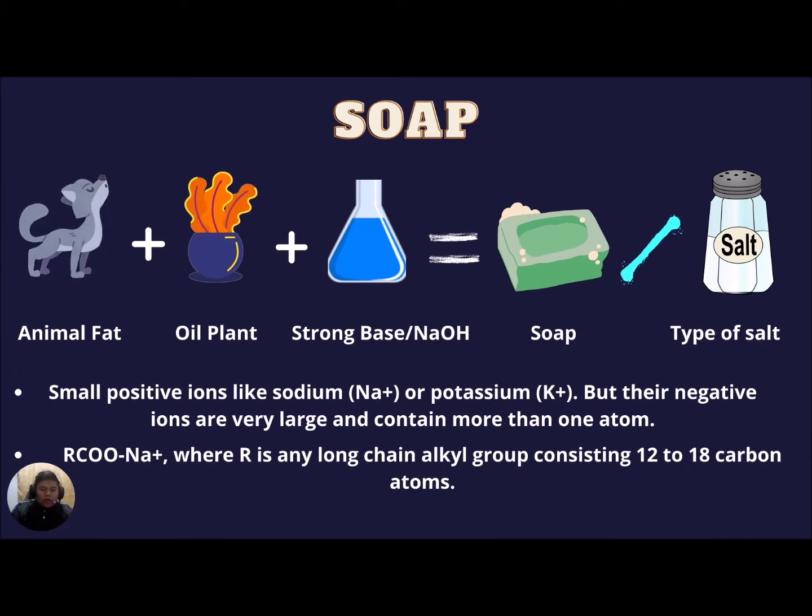Soap has a small positive ion like sodium and potassium, but its negative ion is very large and contains more than one atom. So the general chemical formula for soap is RCOO minus Na plus, where R is any long chain alkyl group consisting of 12 to 18 carbon atoms. So usually we use soap.